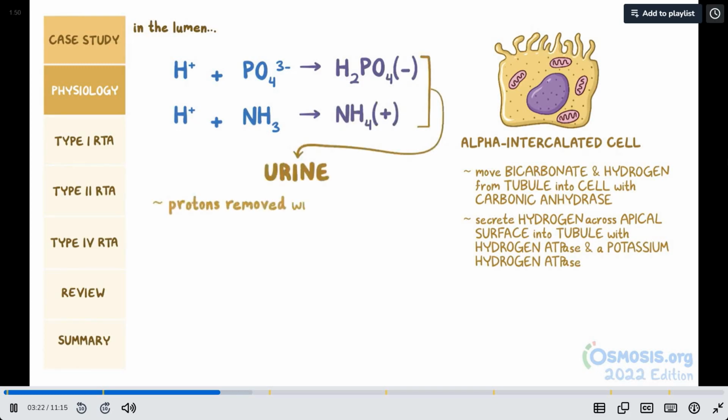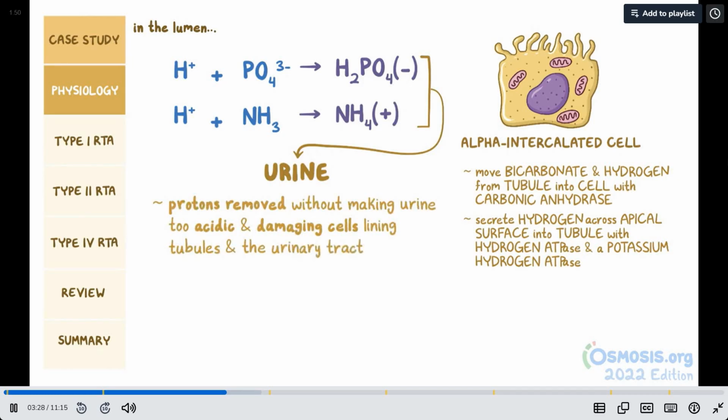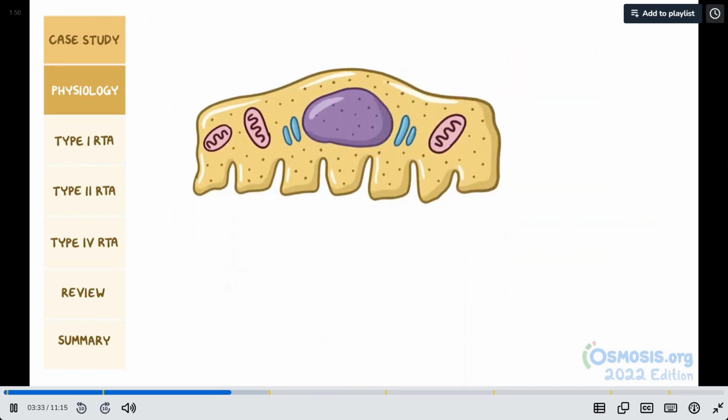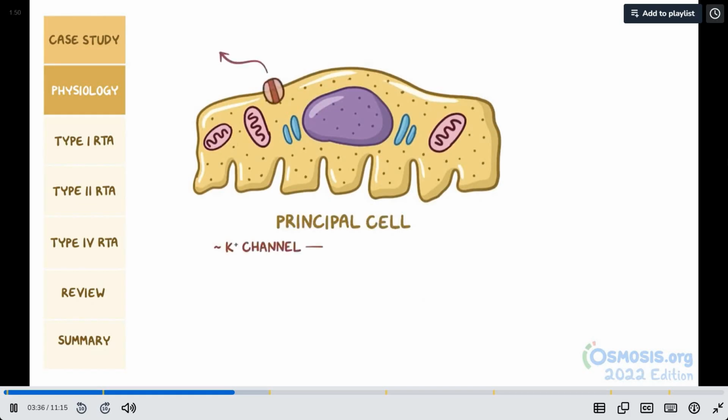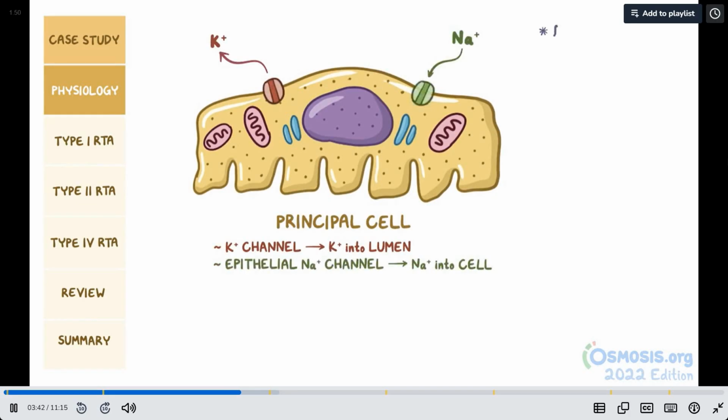This allows protons to get removed without making the urine too acidic and damaging the cells lining the tubules and the rest of the urinary tract. The other group of cells in these regions are the principal cells. These cells have a potassium channel that allows potassium into the lumen, and an epithelial sodium channel that allows sodium into the cell. The flow of positively charged sodium ions into the cell helps drive the positively charged potassium ions out of the cell against their concentration gradient.